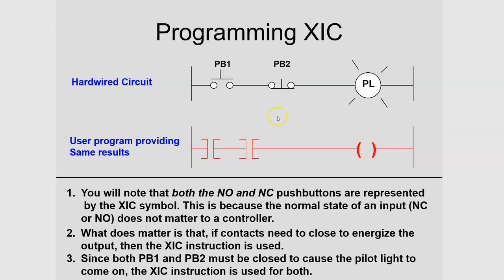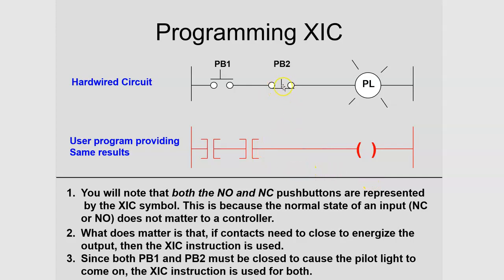But if I want to mimic this in logic, not current continuity but logic continuity, then you might think I would put an examine if open instruction here, but what would that do? Remember, these both have to be a 1 in order for this to light. The way this functions is, as long as I don't push PB2, PB1 controls the pilot light. I push it, the light is on, I release it, it's like a doorbell, then the light is off. I want this to function the same way, but I don't want to think of current flowing. I want to think of logic flow.